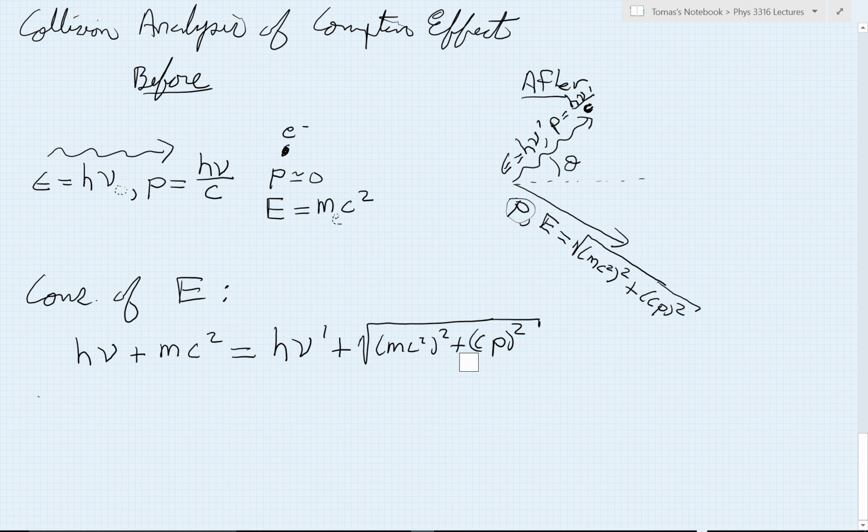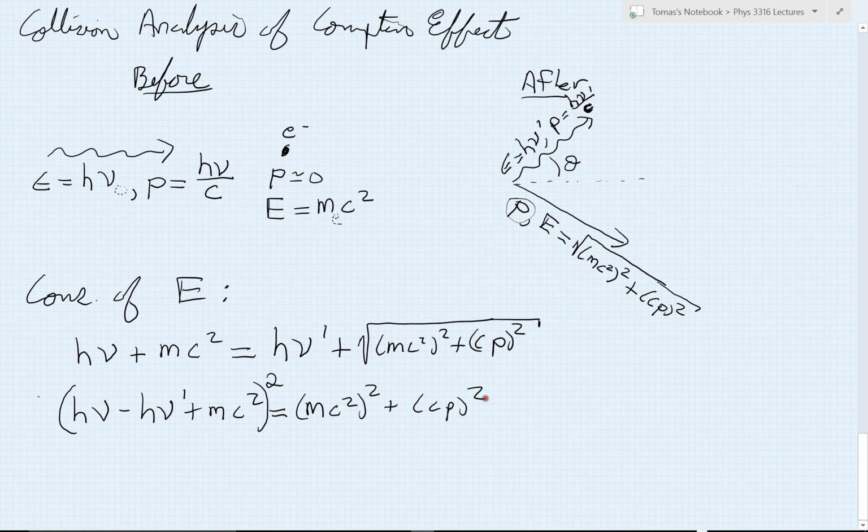Now, to get at that momentum p from here, I'm going to have to undo this square root, and the way I do that is I subtract h nu from both sides of my equation and then square it. So I'll have h nu minus h nu prime plus mc squared, squared. This will then equal the square root squared, so on the right hand side I have the inside of the square root, (mc squared) squared plus (cp) squared.